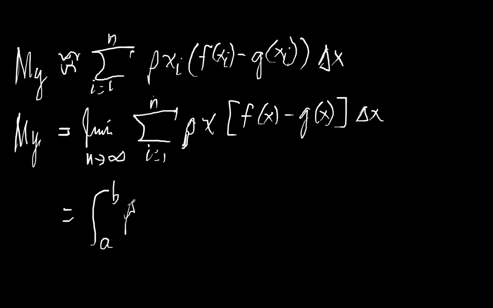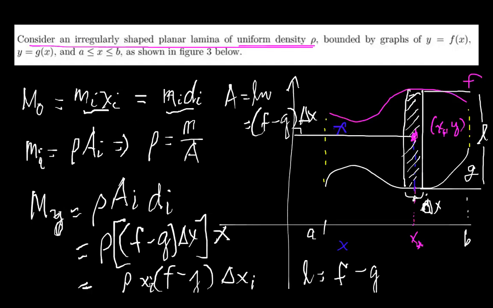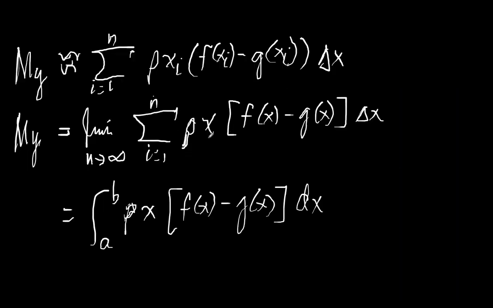Sorry, the density times x, this is x, and the f of x minus g of x, and the delta x becomes d x, with respect to x, since we draw a vertical rectangular representative in a given lamina. So this is now, guys, the formula in finding the moment about the y-axis. Okay, so this one is our first formula about the y-axis.